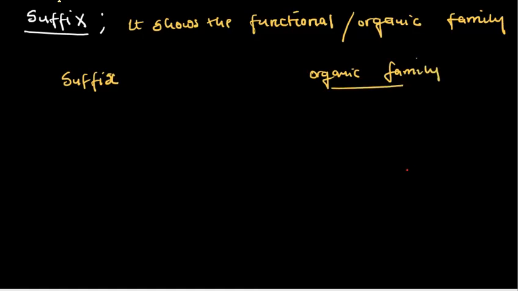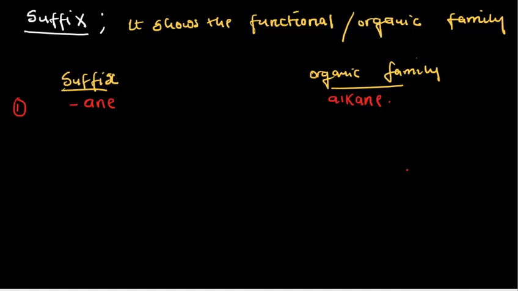Now what we mean is that the names will be ending in respect to each other. So number one, if the name is ending with A-N-E, it means that that substance or that organic compound is an alkane.